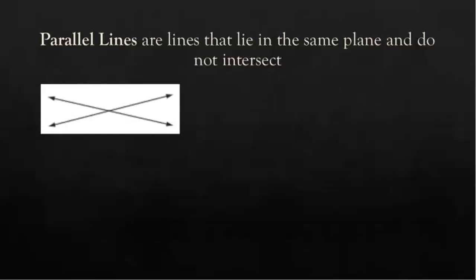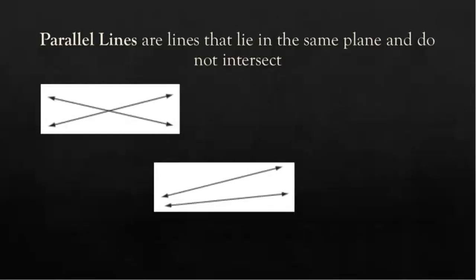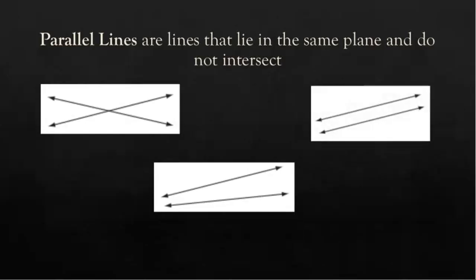This is a picture of intersecting lines, so we know that they're not parallel. Here's a picture where the two lines don't intersect on the page, but if we kept drawing them, they would eventually intersect together somewhere out here. Now here's a set of lines that look parallel, but how do we know for sure that they are?